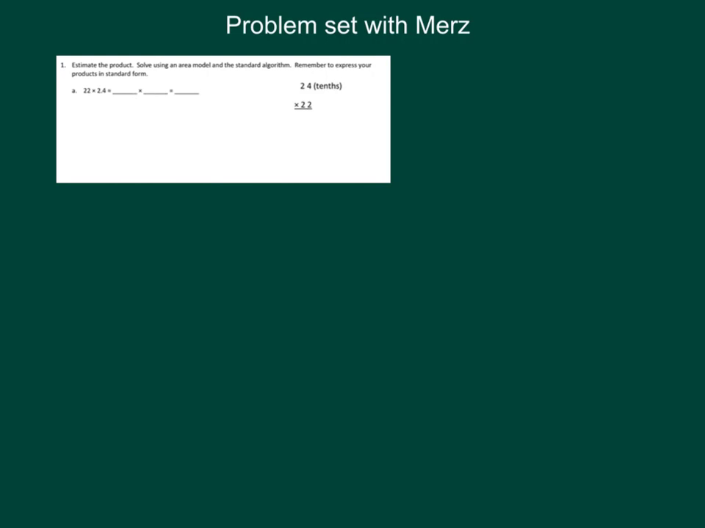So let's go ahead and look at our first problem. Ignore the directions that are given on the problem set here. I would just like you to do exactly what I'm going to do. We are not going to estimate, we are just going to solve using the two different ways. So the first way we're going to solve is with our area model. Remember that your area model is a box.